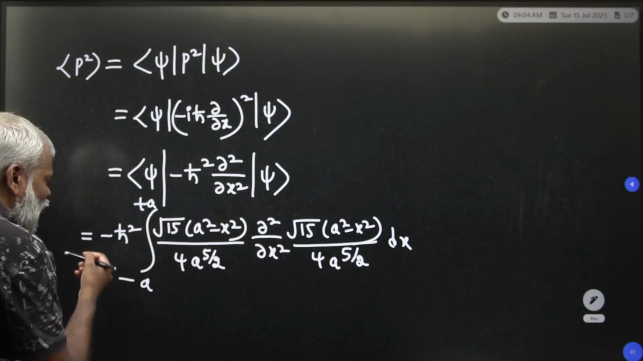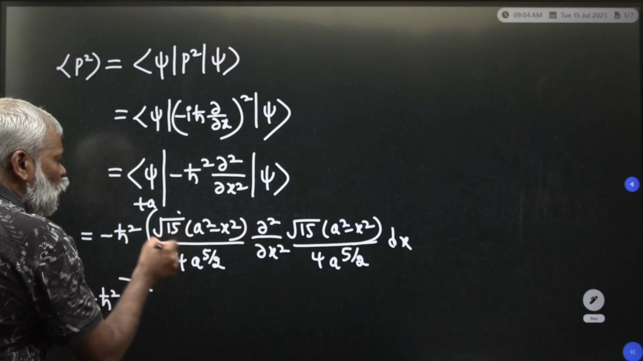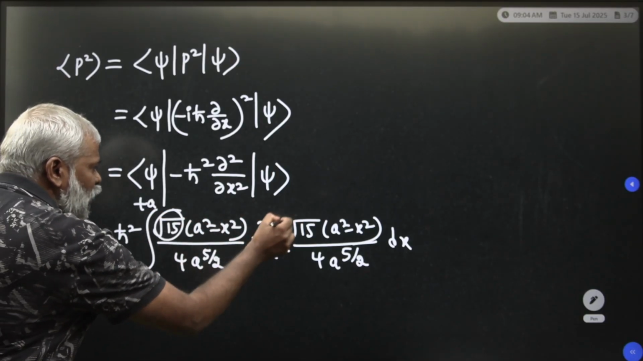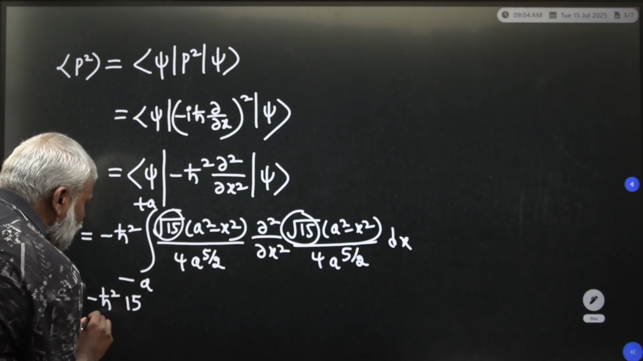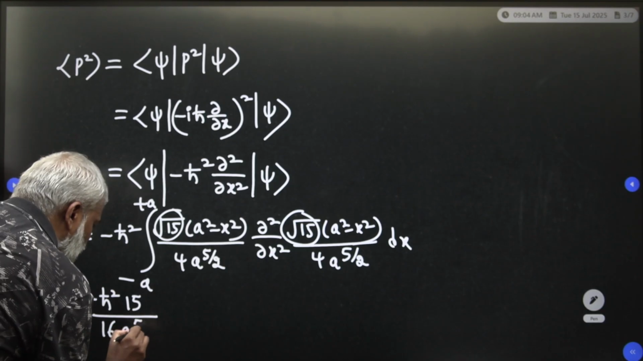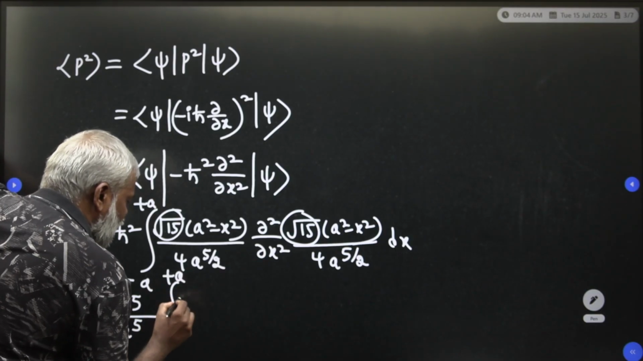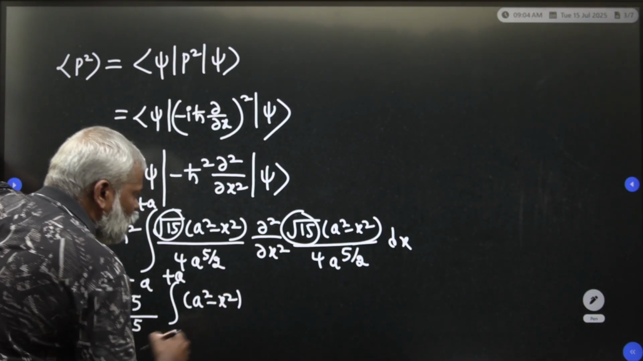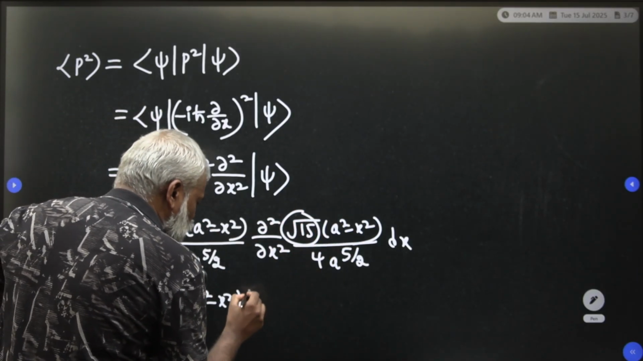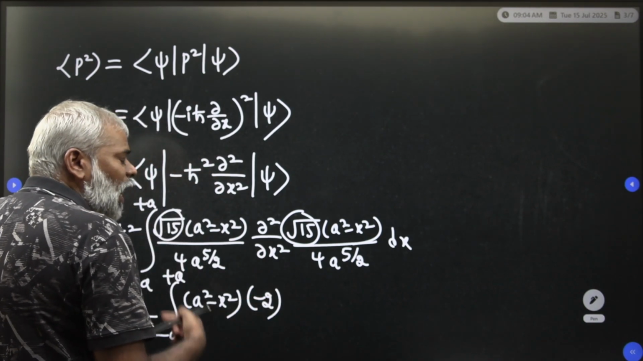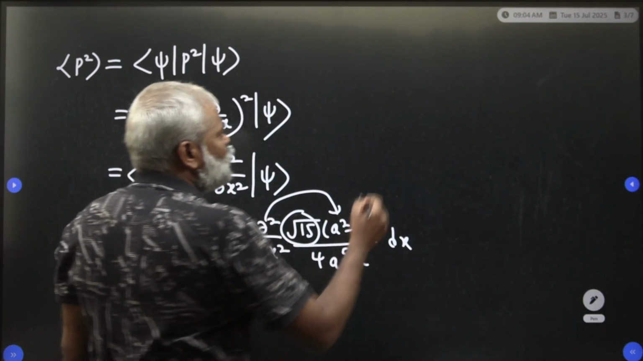Now, you have to take the constant outside. Minus ħ square I am taking outside. Root 15 into root 15, how much are you going to get? That is 15. Root 15 into root 15 is equal to 15 divided by 16 a to the power of 5. Integral from minus a to plus a, a square minus x square you have to keep here only. First, you have to differentiate: minus 2x, and again differentiate, you will get minus 2, into dx. It is clear.